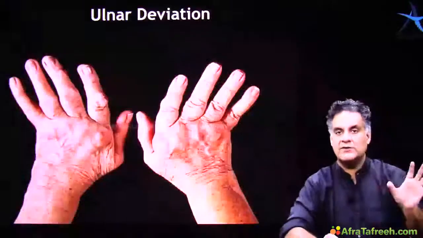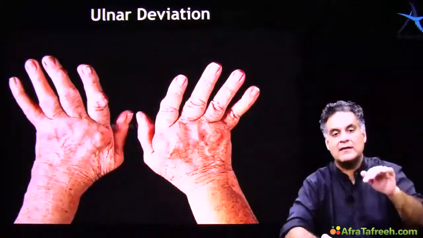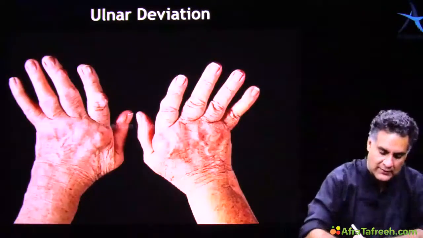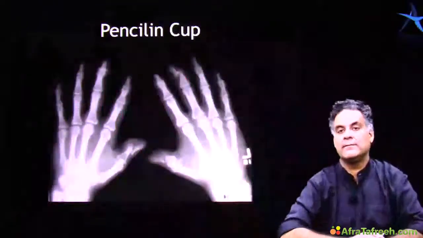You have ulnar deviation of fingers, which is very common. There is a subluxation, ulnar deviation of fingers, and radial deviation of wrist. So the wrist will go radial and the fingers will go ulnar. That's very common in RA.